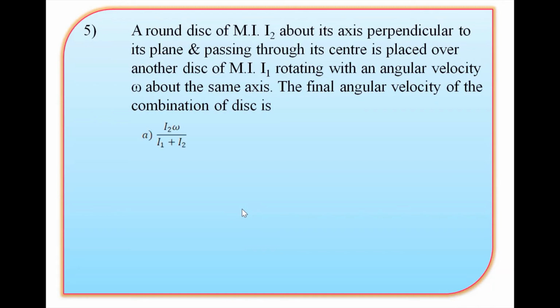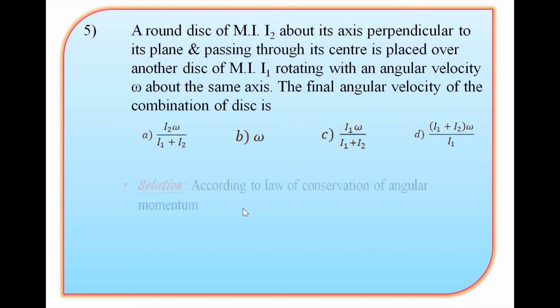Let's see the options. Option A is I2 omega divided by I1 plus I2. Option B is simply omega. Option C is I1 omega divided by I1 plus I2. And option D is I1 I2 into the omega divided by the I1. So let's see how to solve this objective.